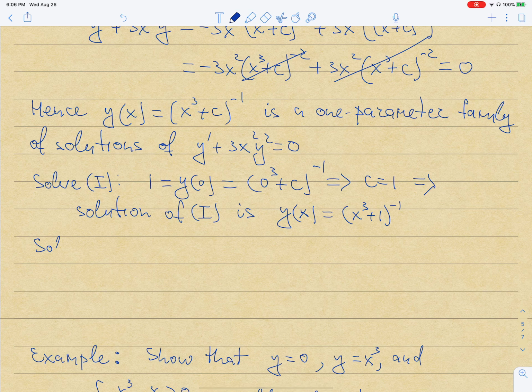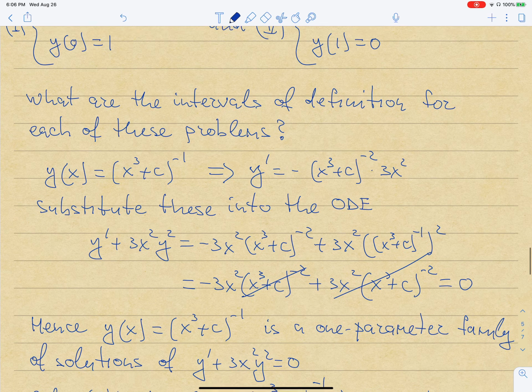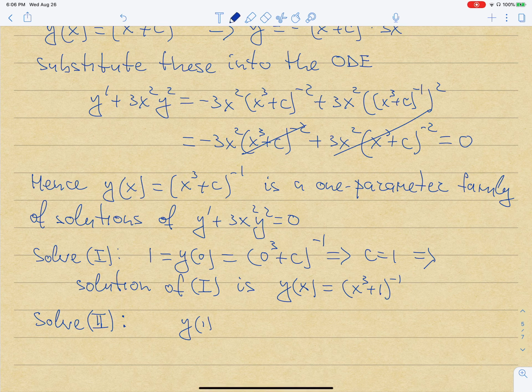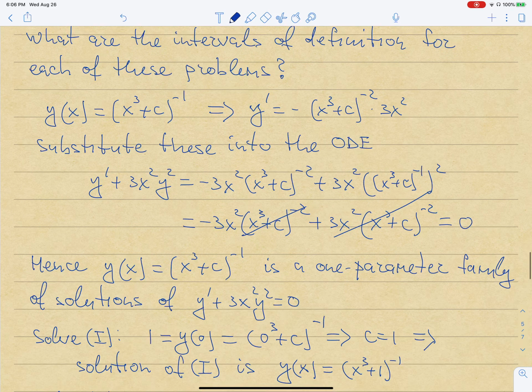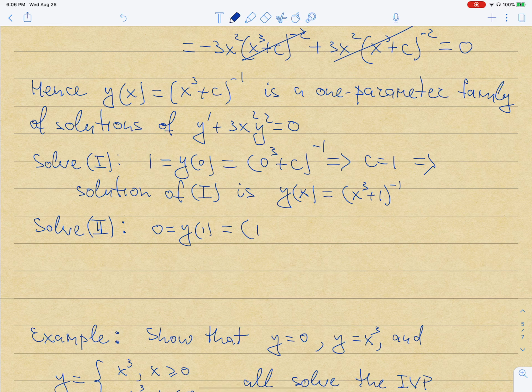Okay, and lastly here, we're going to solve problem number 2. What we're going to get in this case, y of 1 is equal to 0. And that should be the same thing as this function evaluated at 1. So that is 1 cubed plus c to the power minus 1. So what have we got? We got that 0 is equal to 1 over 1 cubed is 1 over c plus 1. And that's a problem. We cannot solve for c.